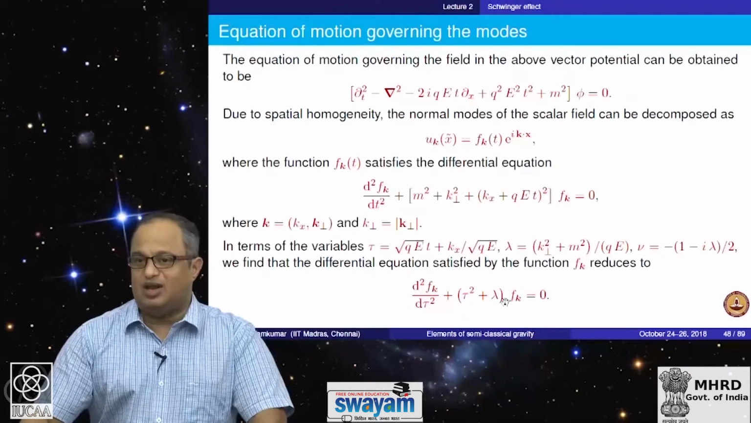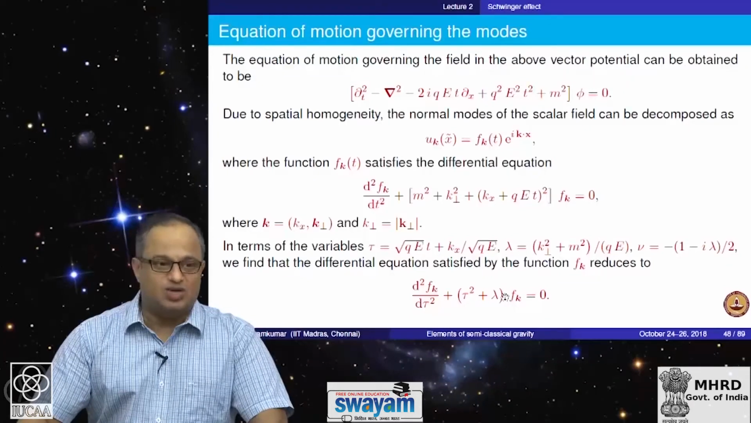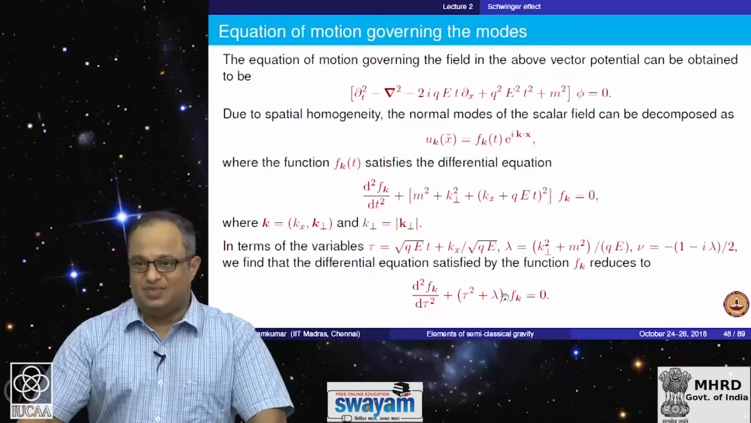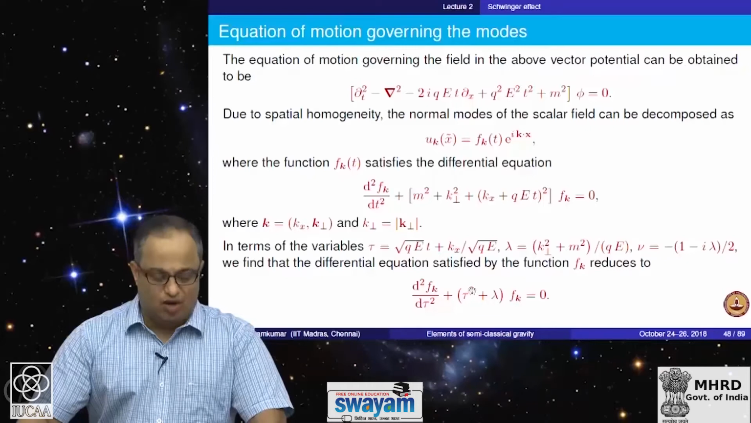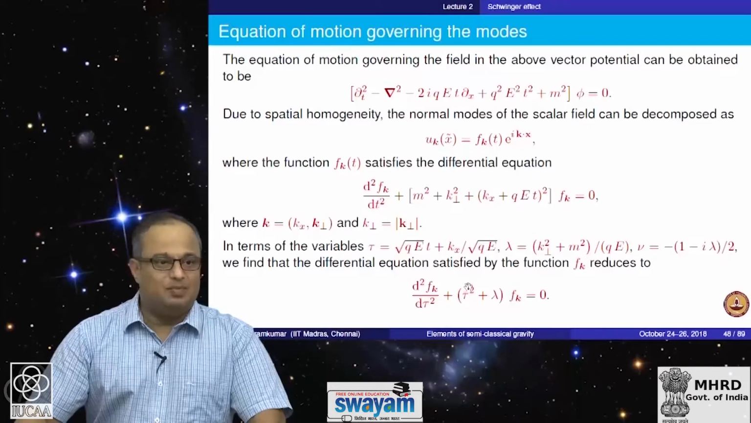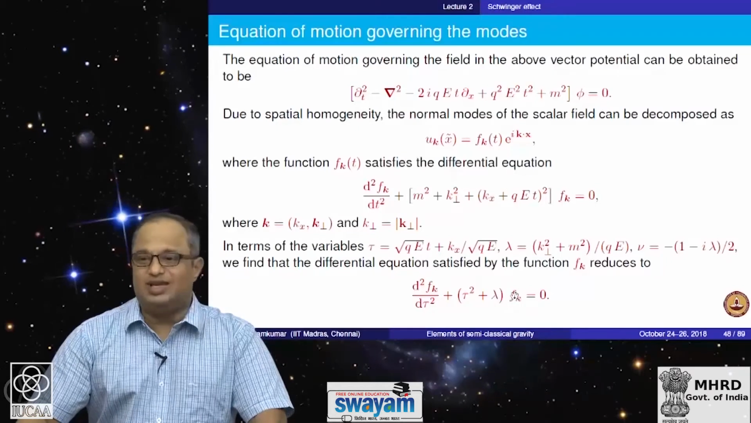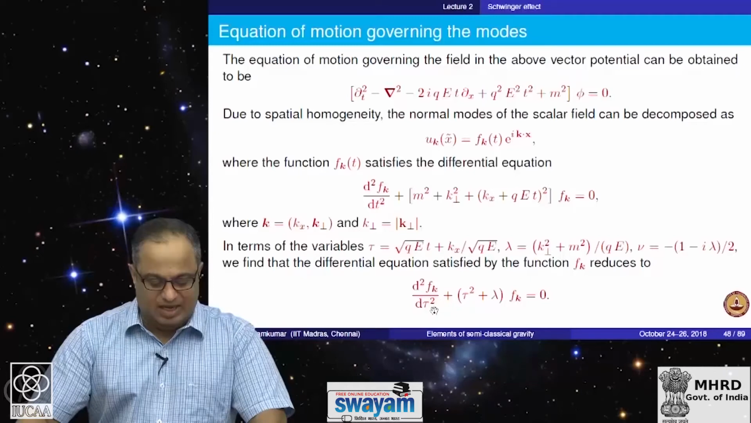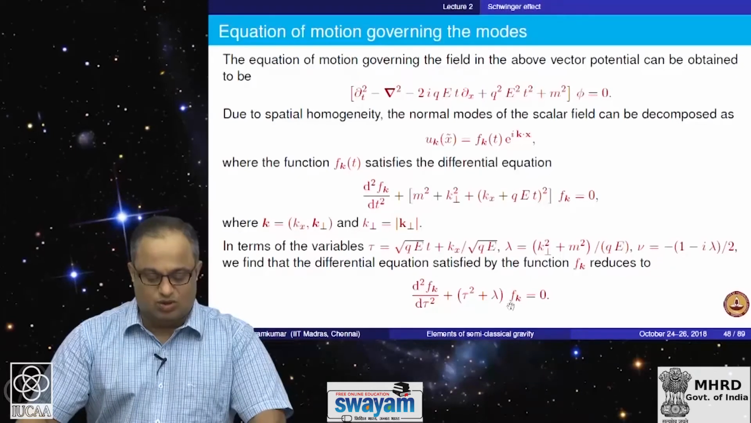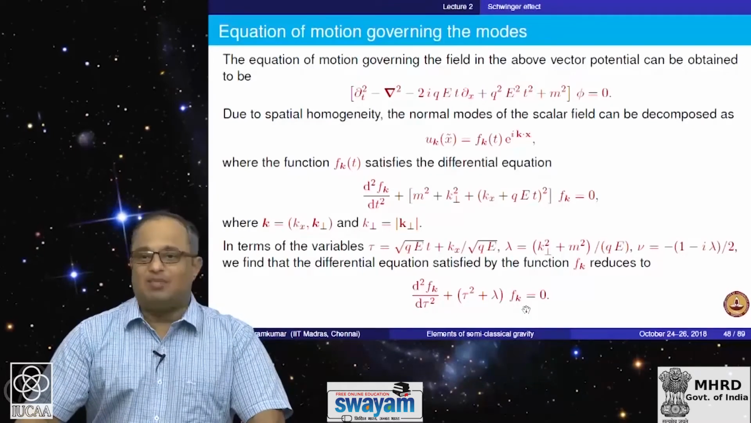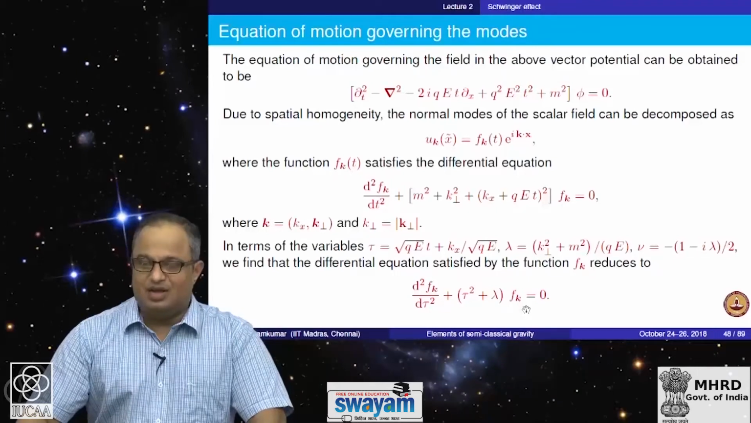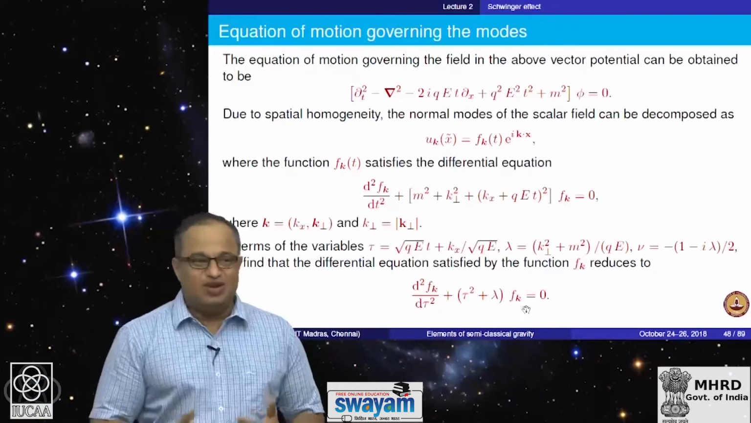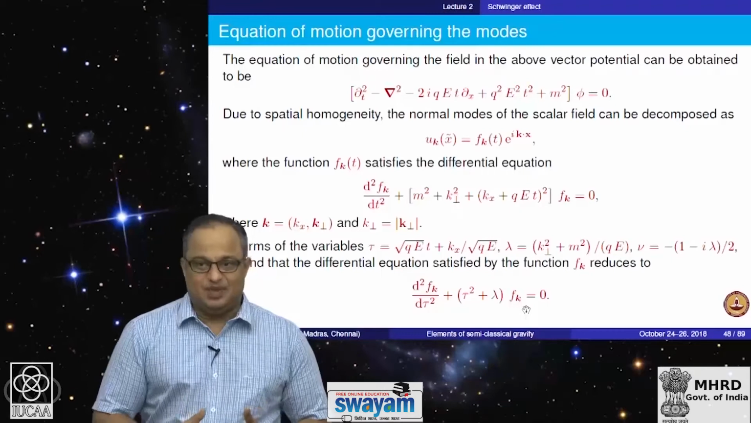This is like a Schrödinger equation corresponding to an inverted oscillator. Remember, if it was an ordinary oscillator, you would have had minus d²ψ/dx² plus x²ψ equal to Eψ. But here you have minus d²f/dτ² minus τ² f equal to λ f, or E f. So, you can imagine that it is going to lead to instabilities.